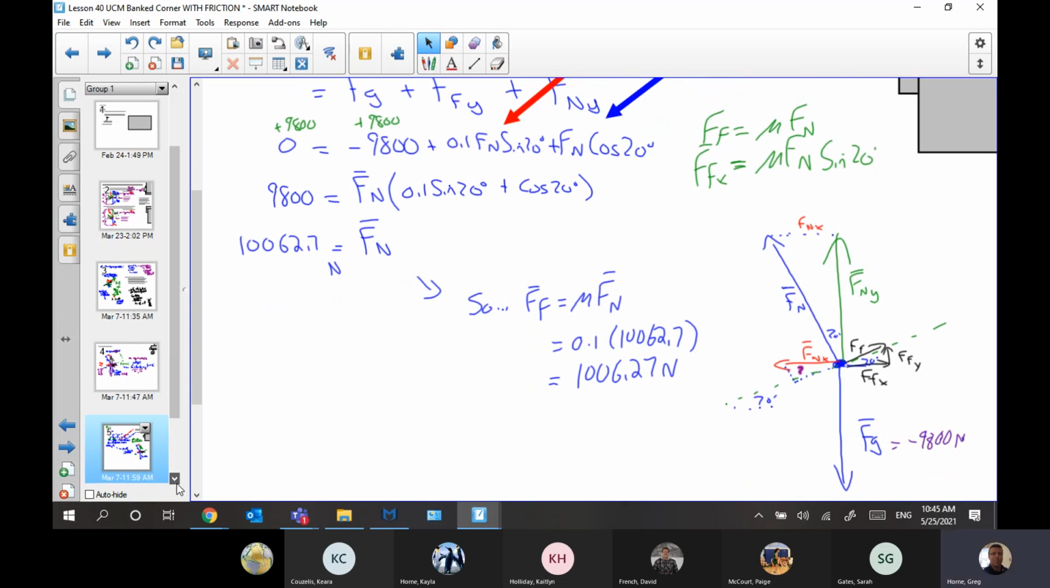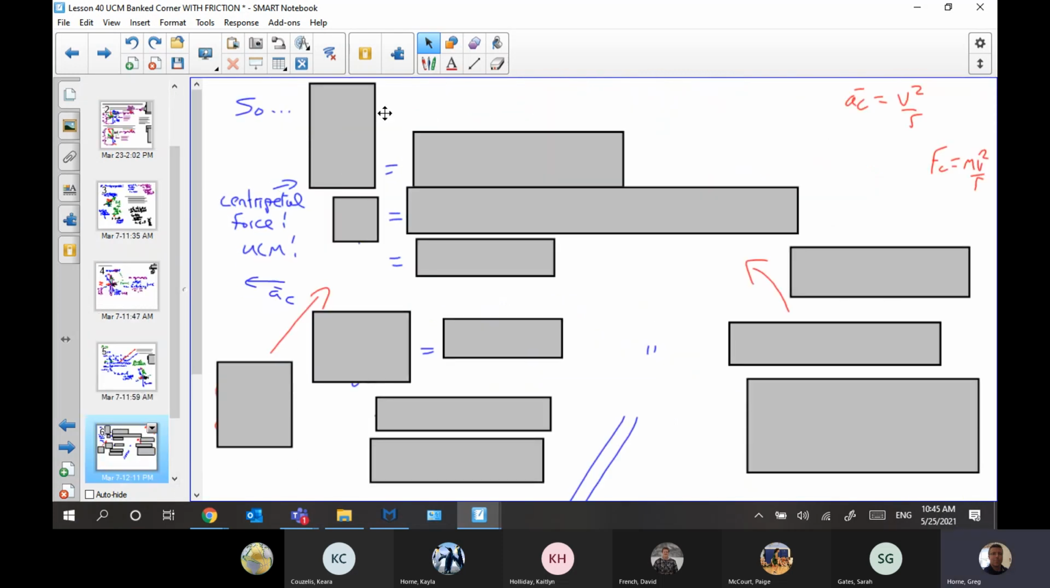So our next step, I'll come back to this page in a second, but our next step is to say, okay, so what kind of circular motion are we going to have? We're going to equate our net force in the x direction to be our centripetal force, and that'll help us figure out the speed.